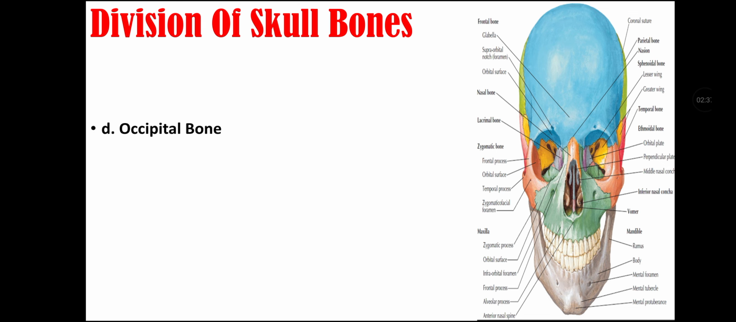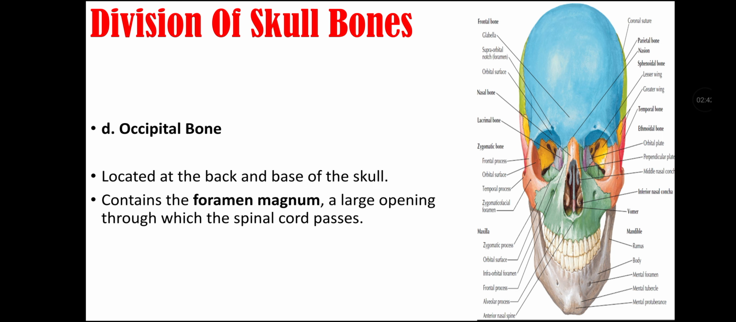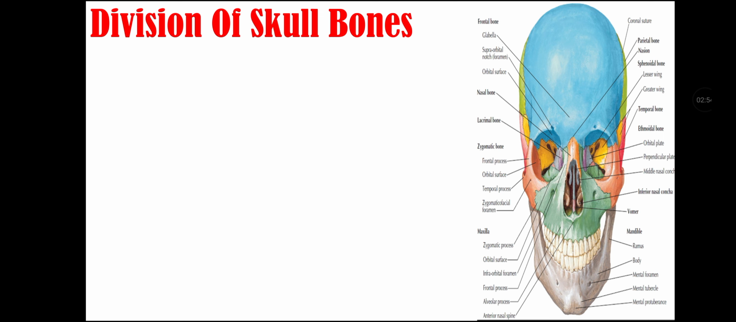Next skull bone is the occipital bone. It is located at the back and base of the skull. It contains the foramen magnum, that is a large opening through which the spinal cord passes. It articulates with the first cervical vertebra, that is the atlas vertebra.